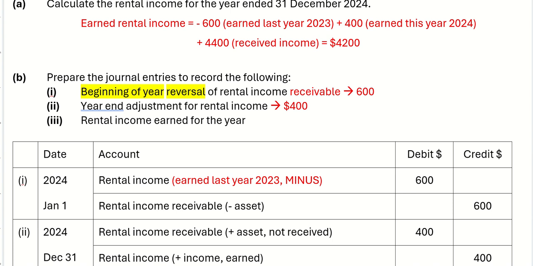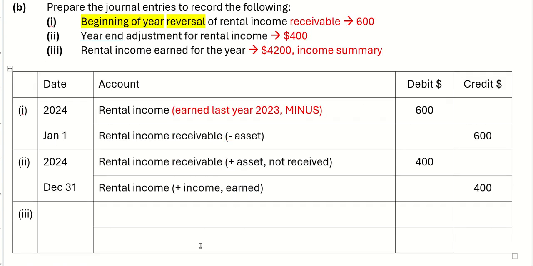Rental income earned for the year, ladies and gentlemen. How much is this? 4,200. Yes, Jiaqing, you got it right. This is the one that you need to close to income summary. Good job. All right, so how do you close to income summary? Wait, what date is it first? 31st, always year end. Close to income summary is year end.